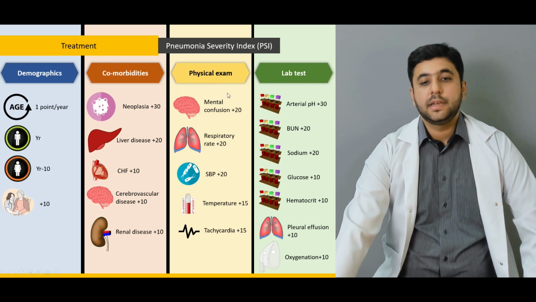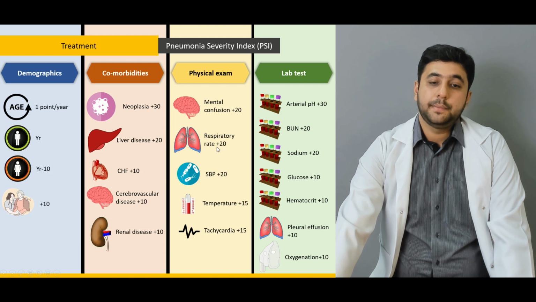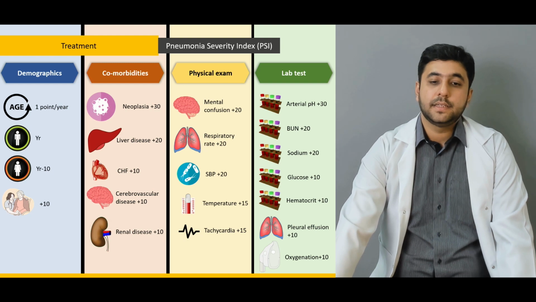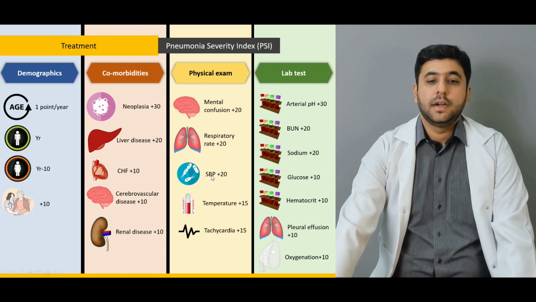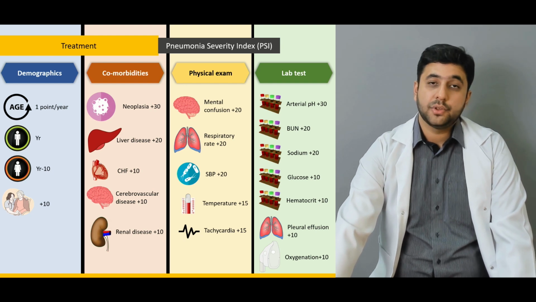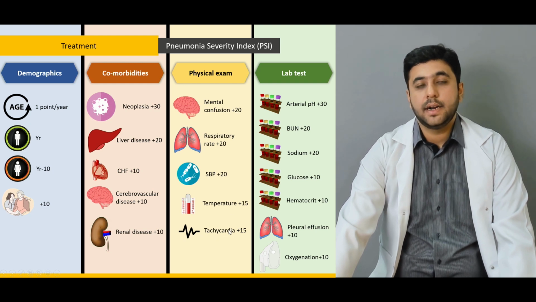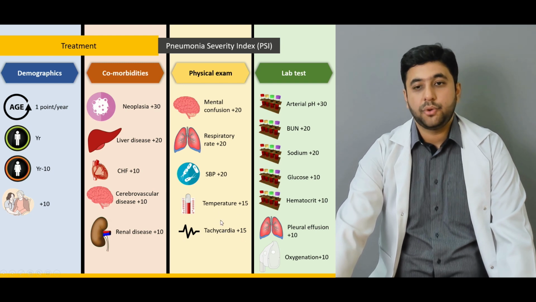On the physical examination, if the patient is in delirium or has mental confusion, he gets plus 20. If the patient has an increased respiratory rate of more than 30 breaths per minute, then he gets plus 20. If the patient's systolic blood pressure is very low, then he gets plus 20 as well. If the temperature is very high or very low, if there is hypothermia or hyperthermia, for example a temperature less than 35 degrees Celsius or more than 40 degrees Celsius, then he gets plus 15 points. Similarly, if the patient is tachycardic, with a pulse greater than 125 beats per minute, we give him 15 points.